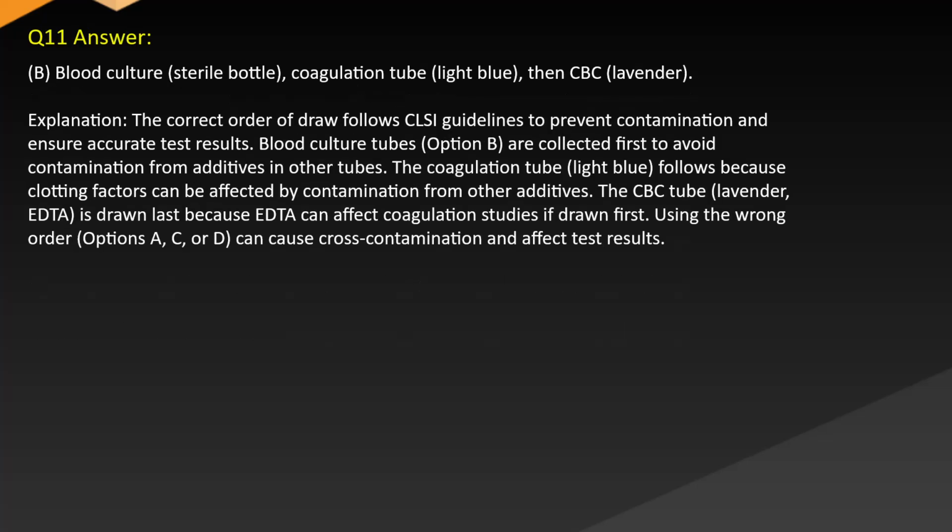Answer: B. Blood culture, sterile bottle, coagulation tube, light blue, then CBC, lavender. Explanation: the correct order of draw follows the CLSI guidelines to prevent contamination and ensure accurate test results. Blood culture tubes, option B, are collected first to avoid contamination from additives in other tubes. The coagulation tube, light blue, follows because clotting factors can be affected by contamination from other additives. The CBC tube, lavender EDTA, is drawn last because EDTA can affect coagulation studies if drawn first. Using the wrong order, options A, C, or D, can cause cross-contamination and affect test results.